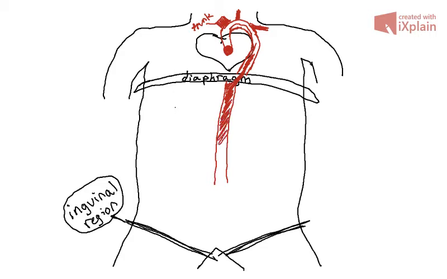Now you can technically get away with saying the descending abdominal aorta or the abdominal descending aorta, but if it's the abdominal aorta, then we already know that it's descending, so most people just say the abdominal aorta.